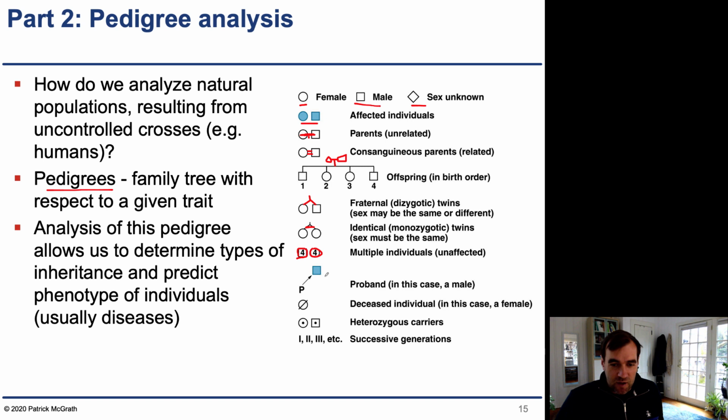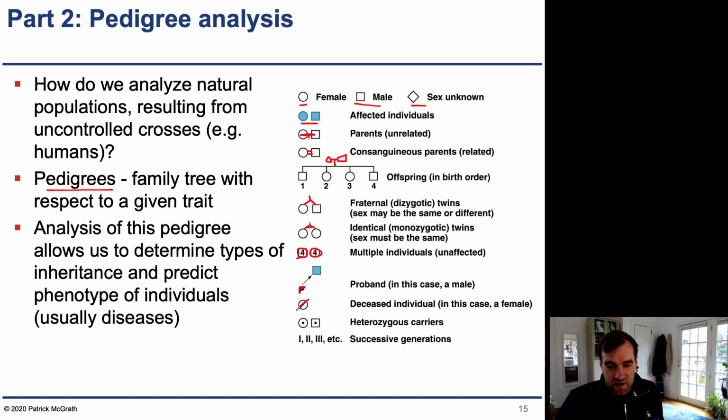Proband. So the proband is the first individual that meets with a doctor, let's say, that has the trait. And so this individual goes to a doctor and they have some sort of genetic disease. And then the doctor fills out the pedigree to figure out who else in the family might have the disease. So that first individual that is seen is the proband.